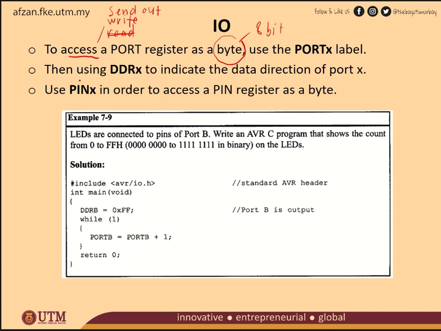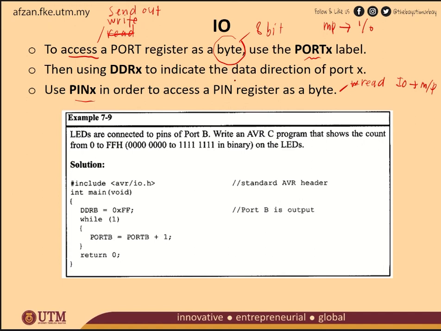Alright, so why use PINX in order to access a pin register as a byte? If you are going to read data from IO to the microprocessor, we use PINX. If you are going to send data from the microprocessor to your IO, we use the PORTX register. What about DDRX? DDRX indicates the data direction of your PORTX, either you want to make it an input port or an output port.